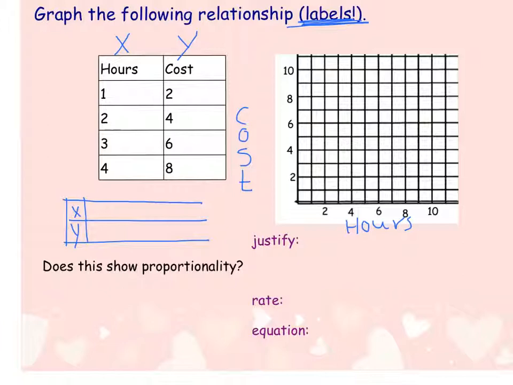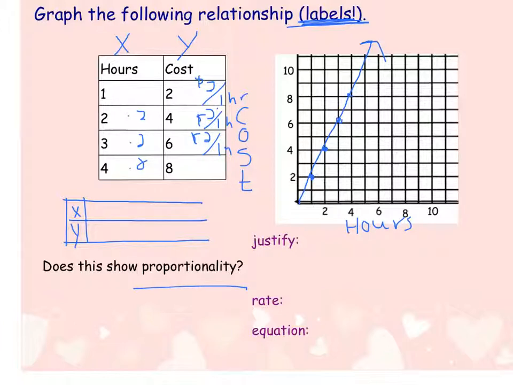So when it is 1 hour, the cost is 2. When it is 2 hours, the cost is 4. When it is 3 hours, the cost is 6. When it is 4 hours, the cost is 8. And then I'm going to connect them going all the way through your coordinate plane. Does this show proportionality? Well, we could talk about it as far as the table goes. We know that it had a common multiple of 2, that all of our unit rates were the same. $2 per 1 hour.